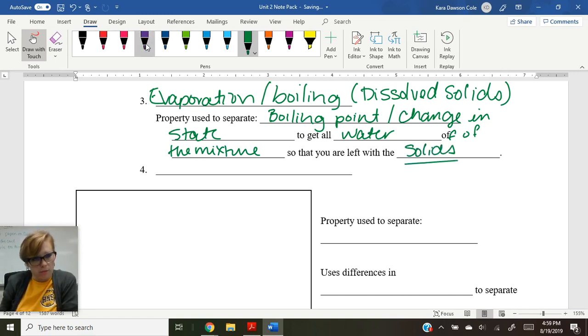Number 4, distillation. Again, the property used here to separate is the boiling point.